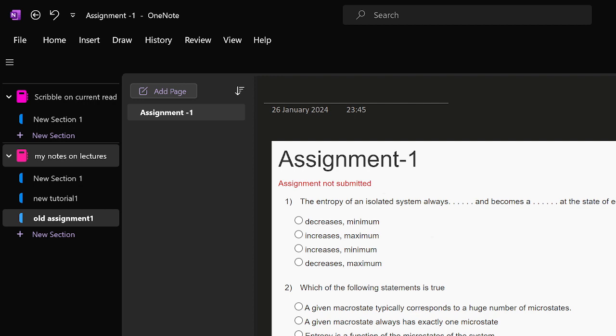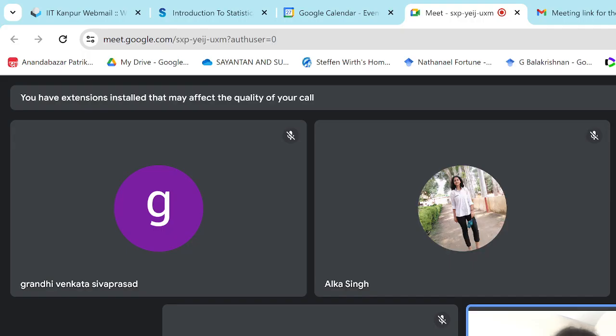Okay, so the first question is: entropy of an isolated system always dash and becomes a dash at the state of equilibrium. Can any one of you tell me the answer? What will be the answer to this blank space? The entropy of an isolated system always, what should it do, increase or decrease? Hello, any one of you, if you know the answer? I think it should increase.